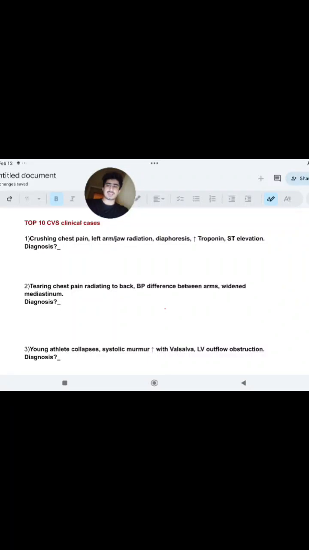बिस्मिल्लाहिर्रहमानिर्रहीम। क्लिनिकल केस देखते हैं CVS सिस्टम की। ठीक है, फर्स्ट है क्रशिंग चेस्ट पेन। क्रशिंग चेस्ट पेन है और रेडिएट कर रहा है लेफ्ट आर्म एंड द जॉ। पेशेंट को डायाफोरेसिस है, यानी पसीना बहुत ज़्यादा। और स्पेसिफिक फाइंडिंग्स हैं इंक्रीज लेवल ऑफ ट्रोपोनिन इन द ब्लड एंड देयर इज द ST elevation. So what will be the diagnosis?